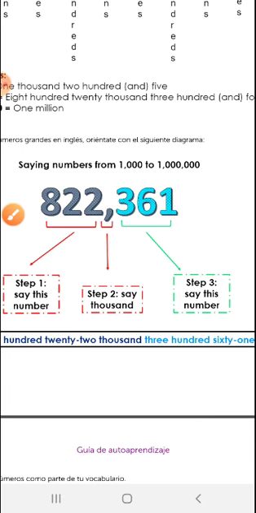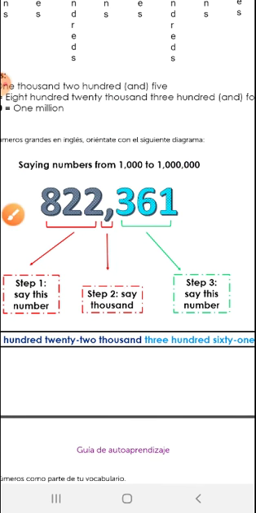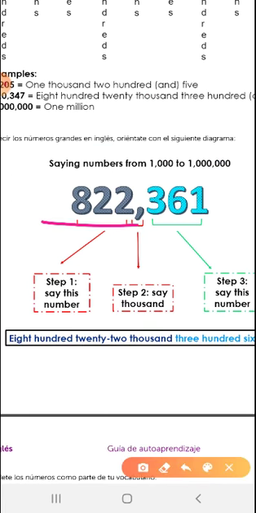Attention. Entonces la idea here is to divide, dividir, ¿ok? Divides aquí, dices este number, say this number, ves la coma y dices thousand y luego dices este otro number, ¿ok? ¿Cómo sería? Entonces, say this number, digamos este número, 822. The comma, 1000, ¿ok? And the following number, say this number, 361. How do we say that in English?